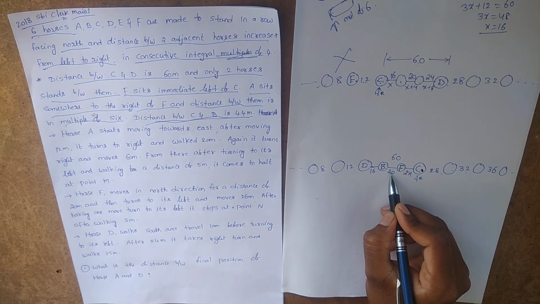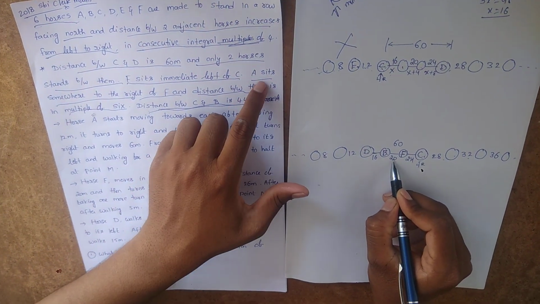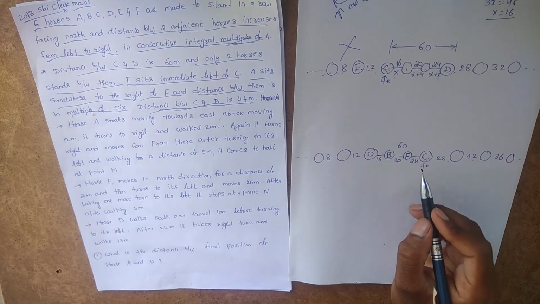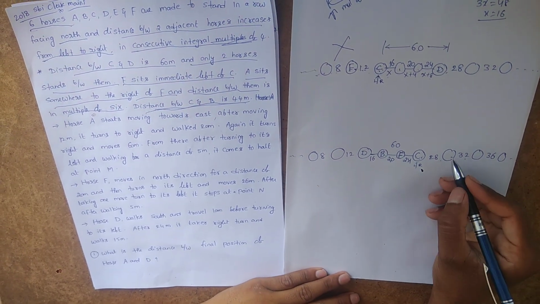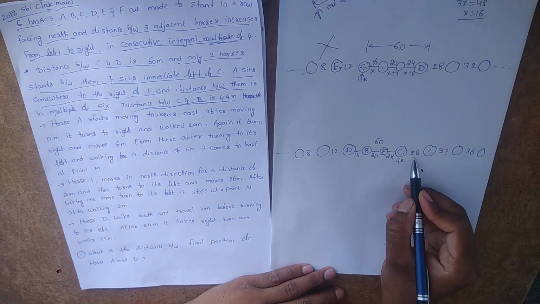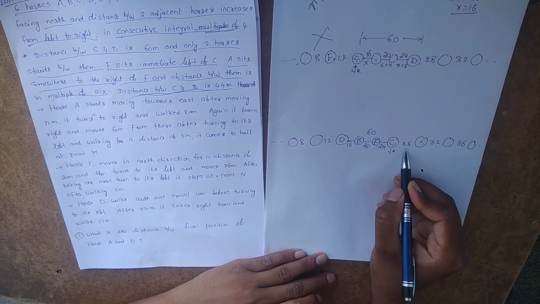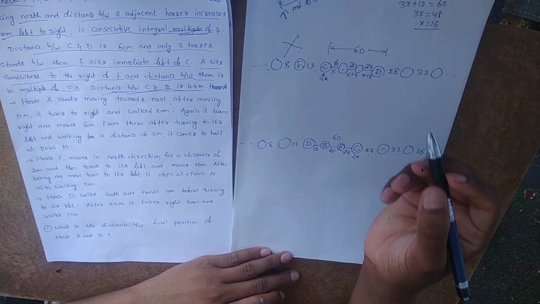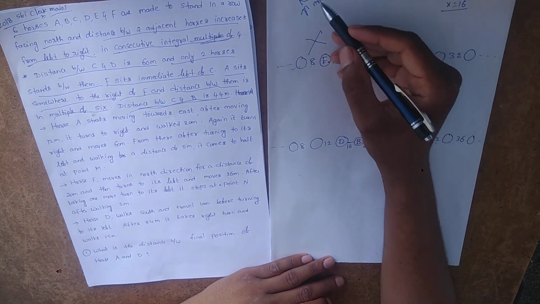Now let's check the previous point: A sits somewhere right of F. A is somewhere right of F. F is this one. Suppose I take A here. The distance between A and F is what? 24, 28, and here 20, 32, that is 52. But our requirement is that the distance between A and F is a multiple of 6.